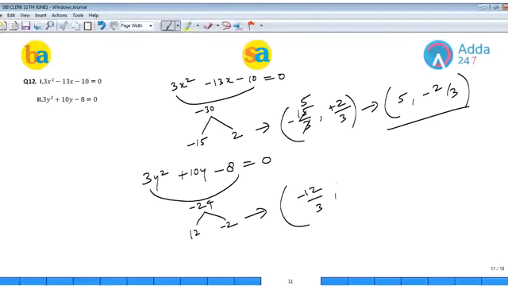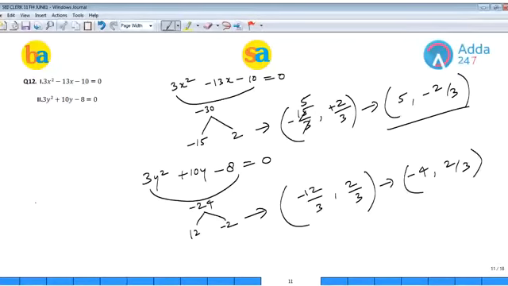So we'll get the number as minus 12 by 3, and actually we'll change the signs also. So minus 12 by 3 and 2 by 3. So on dividing 12 by 3 we get minus 4 and 2 by 3. So these are the required roots.